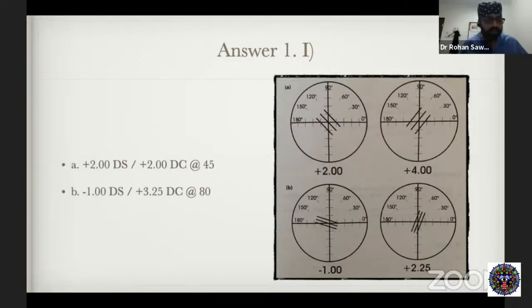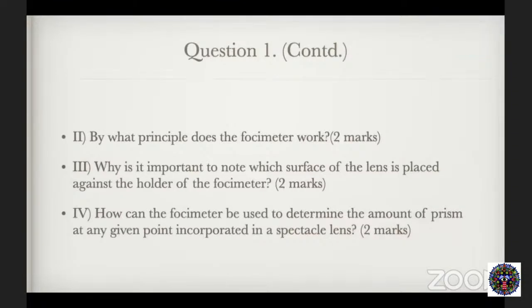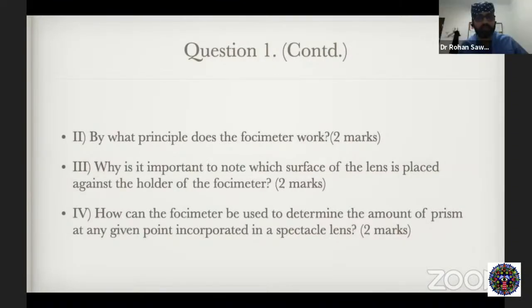Let's go on to the next part of the first question. Right. So this is a question thrown at the students. By what principle do you think the forcimeter works? Next question is, why is it important to note which surface of the lens is placed against the holder of the forcimeter, for 2 marks? And the last question is, how can the forcimeter be used to determine the amount of prism at any given point incorporated in a lens? Right, so anyone from the audience, I'm happy to take answers. Any volunteers?